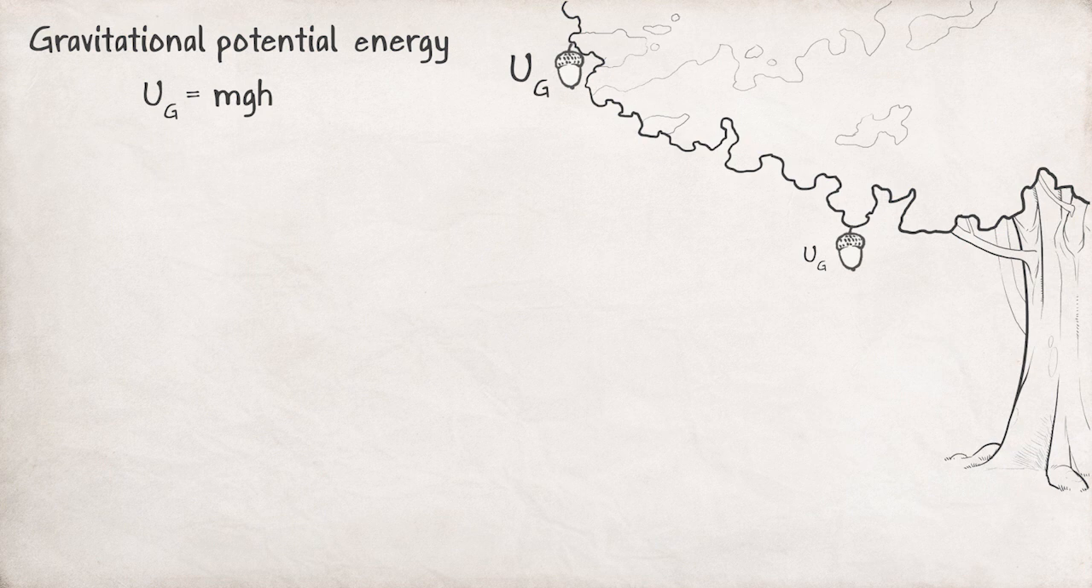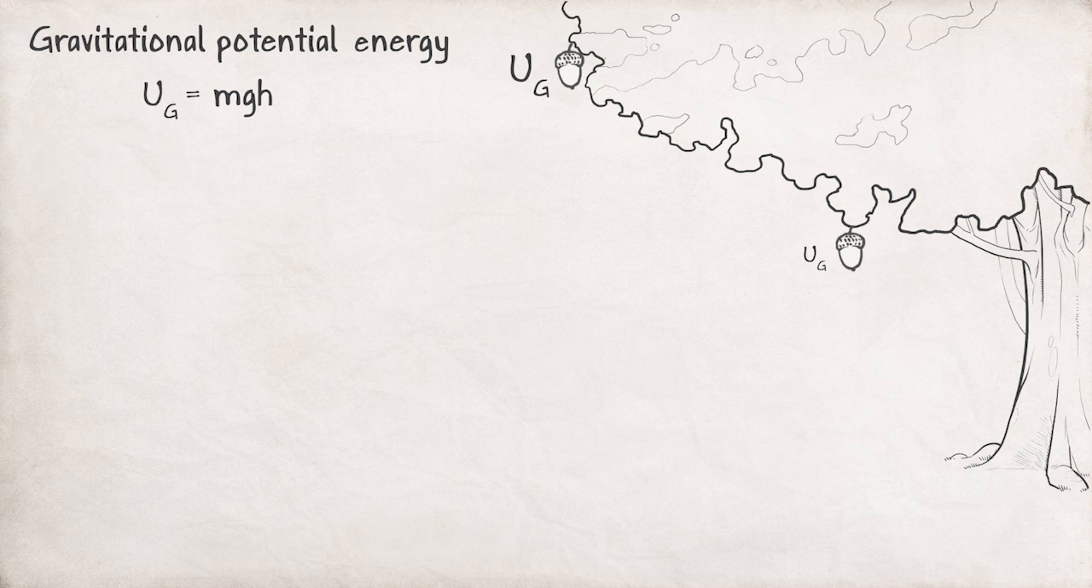Near the surface of the Earth, gravitational potential energy, shown as the symbol U sub g, is defined as mgh. In this equation, m represents the mass of the object, g represents the acceleration due to gravity, and h represents the height of the object relative to a 0 point. Note that together, mg represents the force of gravity, reminding us that this potential energy is based on the gravitational interaction. This means that the acorns in this tree all have potential energy before they fall.